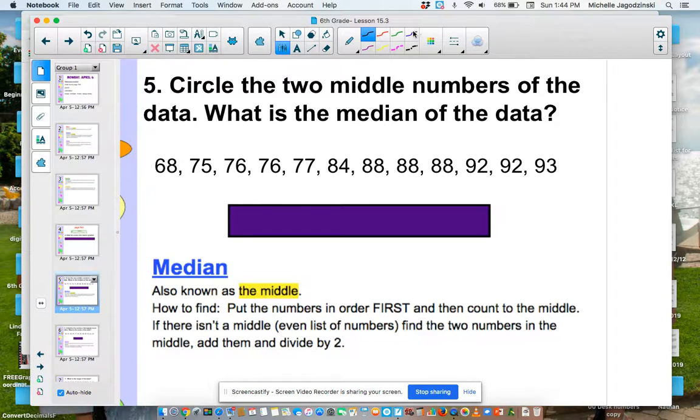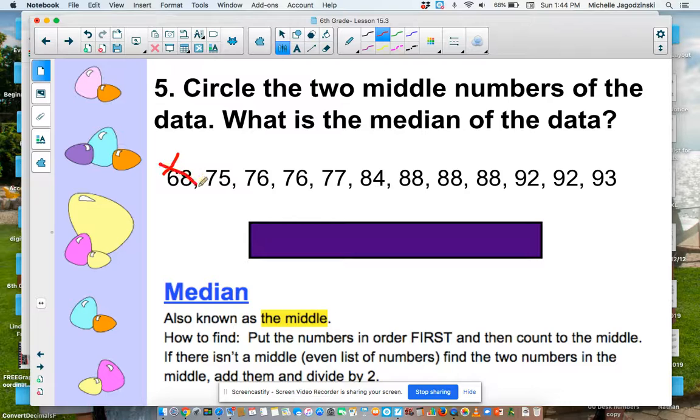What we want to do is find those middle numbers, and we're going to cross out our numbers going from the smallest and the largest and working our way in. So 68 and 93 cancel each other out. 92 cancels out with 75. 76 cancels with 92. 88 will cancel with 76. 77 will cancel with 88. And now you should have your 2 middle numbers.